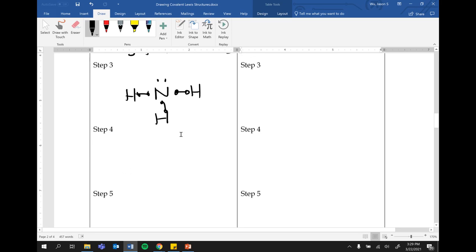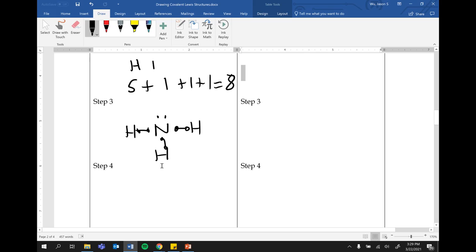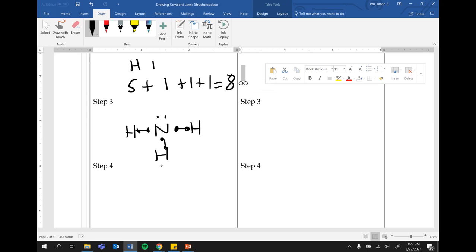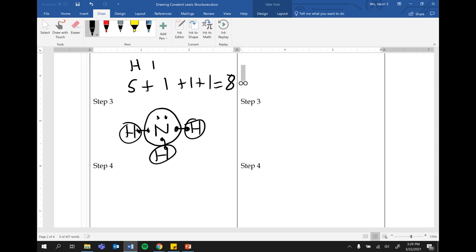My step 5 is to count the number of electrons around the central atom. I have 1, 2, 3, 4, 5 electrons for nitrogen. And if I add up the ones that are being shared, I have 6, 7, 8 around nitrogen. It has 8, and so we are good. We don't need any double bonds or triple bonds. Notice also that nitrogen has 5 valence electrons, which is what we expect. Each hydrogen has 1 valence electron, and that's what we expect.